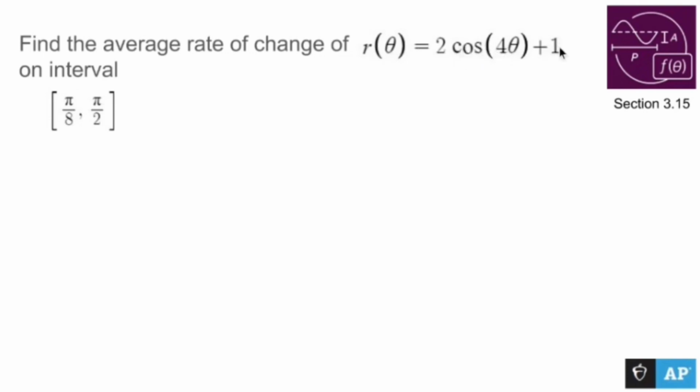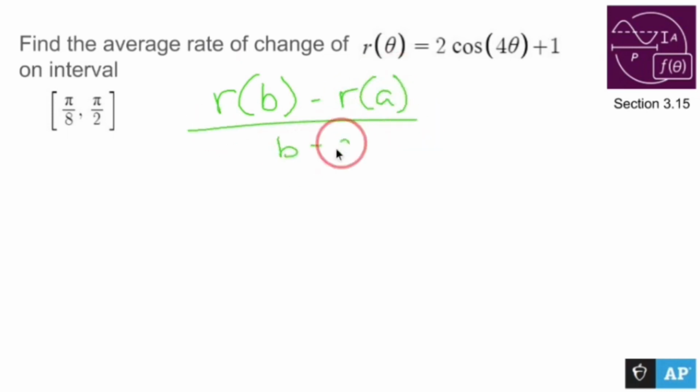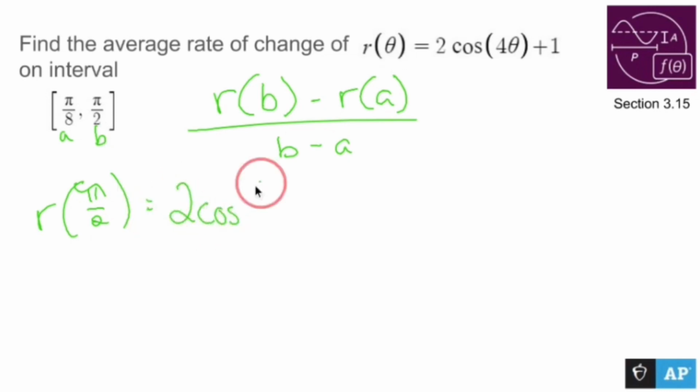Find the average rate of change of the polar equation r of theta equals 2 cos 4 theta plus 1 on this interval pi over 8 to pi over 2. All right, so we know that the average rate of change is going to look like this. R of b minus r of a over b minus a. We know this from Unit 1. That would be my a. That would be my b. So what I need to do is I need to find r of pi over 2 and then find r of pi over 8.